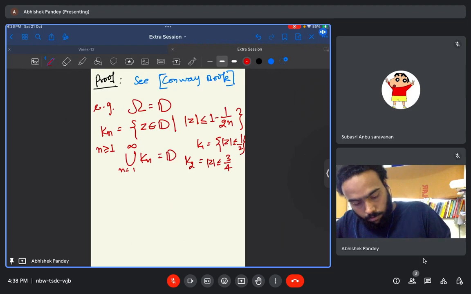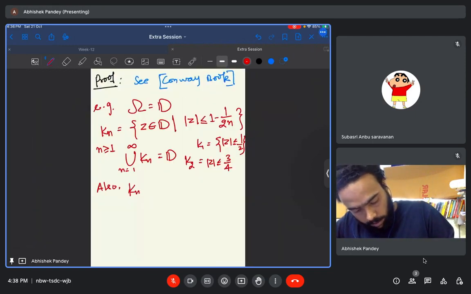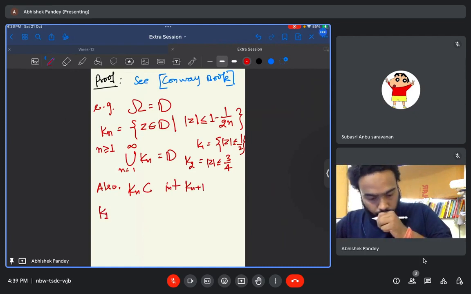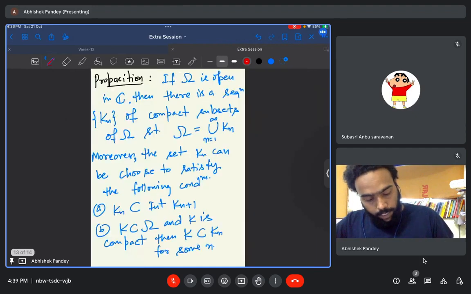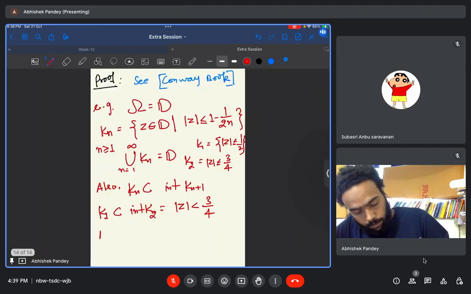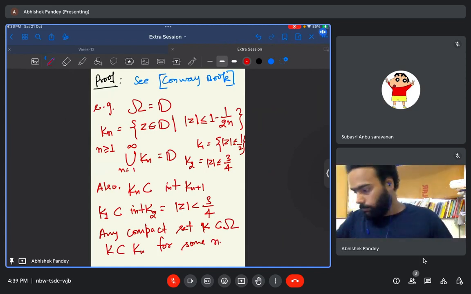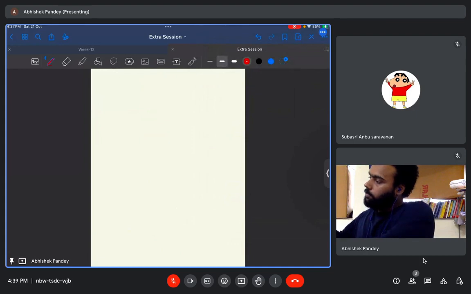Also, do we have this: Kn is a subset of the interior of Kn plus 1. If you see K1, K1 is obviously a subset of the interior of K2. The interior of K2 is nothing but mod z less than 3 by 4. This is true, and any compact set K subset of omega is a subset of Kn for some n. Okay, so this is fine. Using this one, we will define a metric.